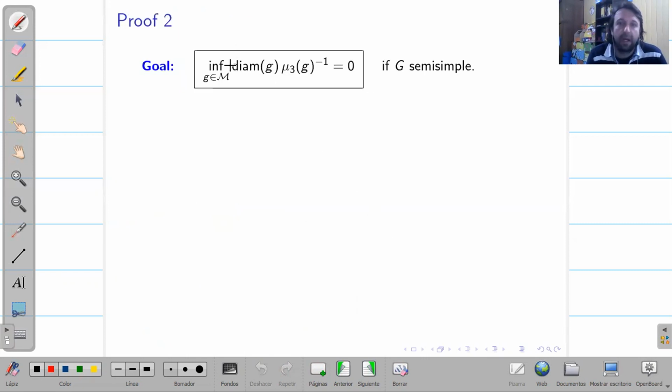So let me prove that this is not bounded by a positive number when G is reversible. Again, we will find a curve of left-invariant metrics g_s such that when t evolves, the time, or s is the time here, this is going to be 0, when s goes to infinity. Okay.